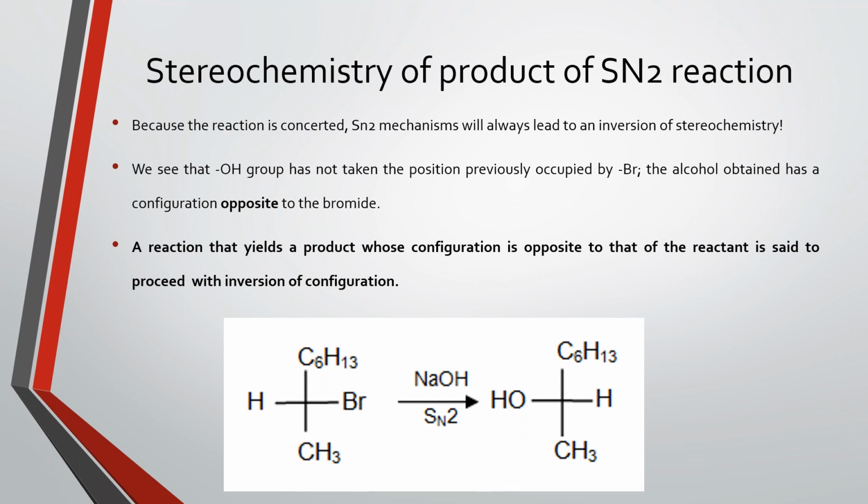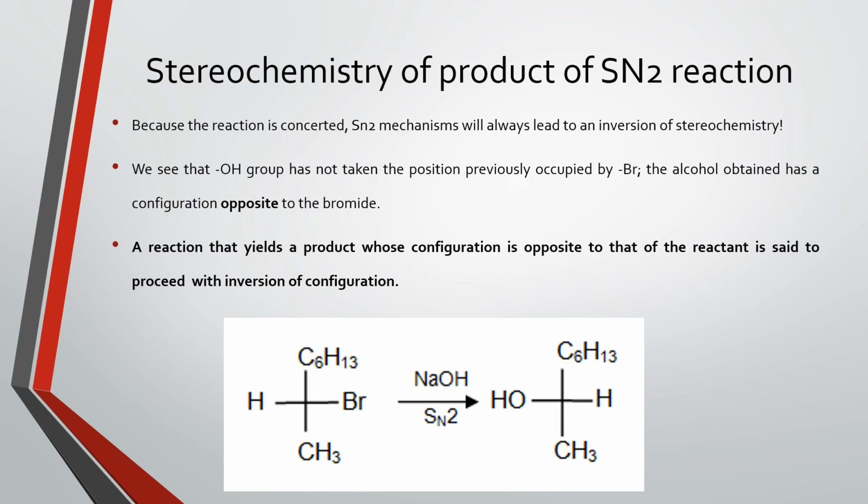Stereochemistry of the product of the SN2 reaction. Because the reaction is concerted, the SN2 mechanism will always lead to an inversion of stereochemistry. We see that the OH group has not taken the position previously occupied by Br. The alcohol obtained has a configuration opposite to that of the bromine.